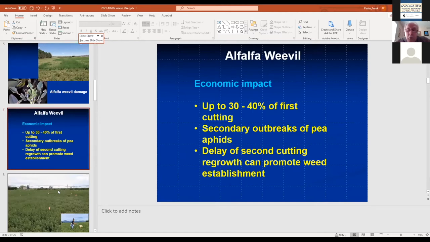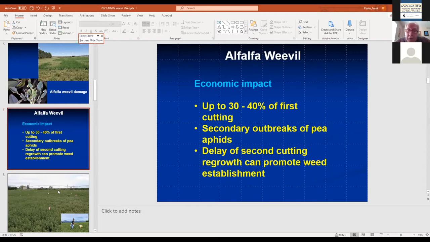The rule of thumb is that we see up to 30 to 40% dry matter loss in the first cutting. I think that's probably a little high. When we measure yield in replicated studies, the average is closer to 10%, and in a bad year, it would be in the 20 to 25% range. So I think that 30 to 40% observation, although we have actually measured that in the field, is pretty high for average conditions.